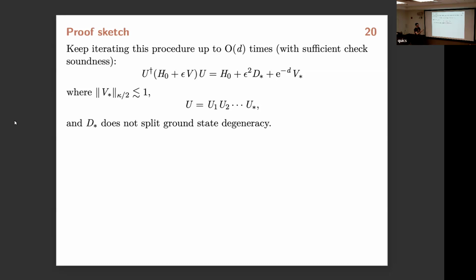Do the U's get closer and closer to identity? Yes. Each U, like U1 was of order epsilon, U2 is rotated by order epsilon squared, and so on. So this converges. And the series converges even in this kappa norm sense, so it's truly local. And again, this D star doesn't split the ground state degeneracy. It doesn't shrink with perturbation theory, but it's still degenerate between all of the code states.